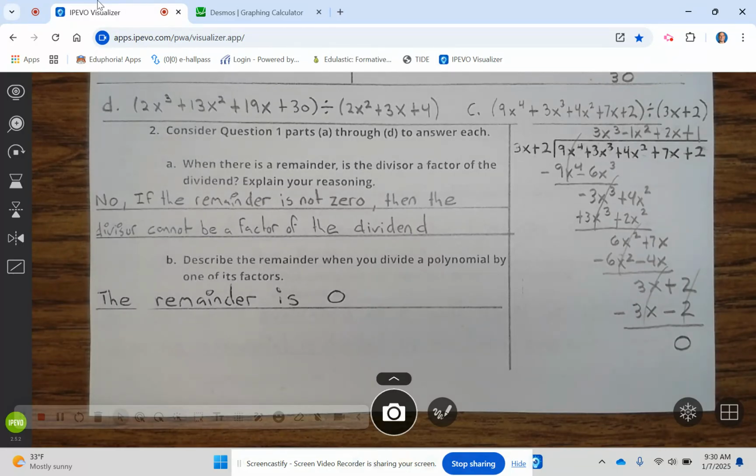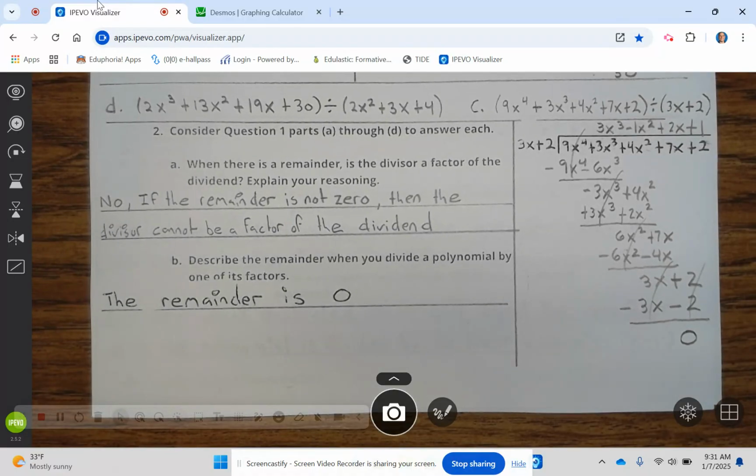All right, and then let's take a look at 2. Consider question 1, parts A through D to answer each. 2A: when there's a remainder, is a divisor a factor of the division? Explain everything. No, if the remainder is not a 0, then the divisor cannot be a factor of the dividend. B, describe the remainder when you divide a polynomial by one of its factors. The remainder is 0. All right, let's take a look at the next page.